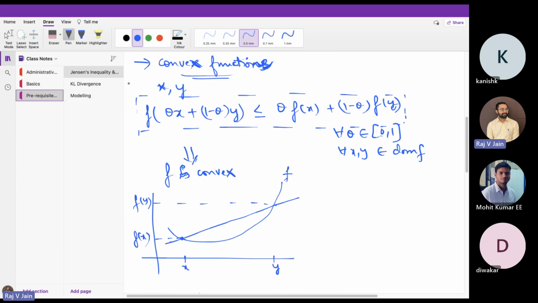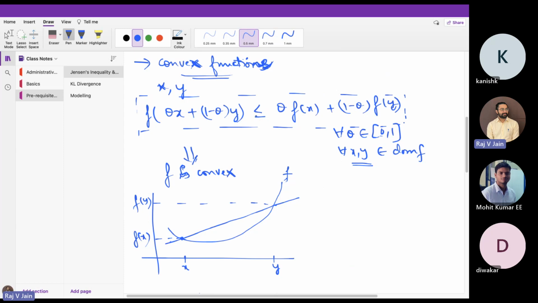So let's say we have any 2 points, x and y, and I have a function f of x. It is said to be convex if it obeys this particular relation for all x and y in its domain, and for all theta in the closed set [0, 1]. That is, f of theta x plus 1 minus theta y should be less than or equal to theta times f of x plus 1 minus theta times f of y.